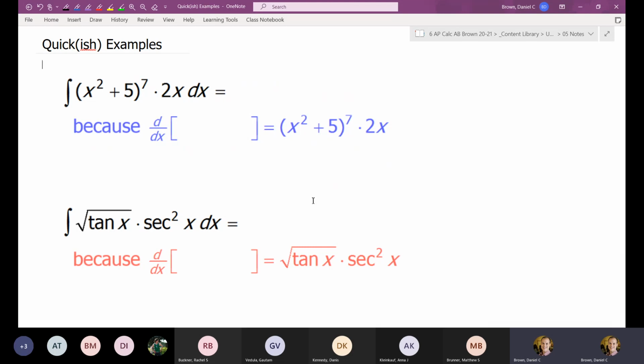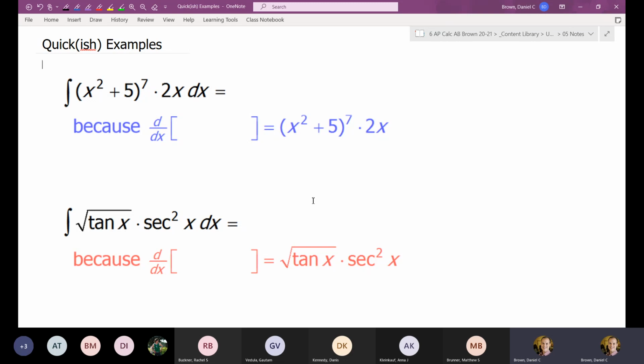So I have 3 questions. You're looking at 2 of them right now on the screen. But these are integrals. And again, the way that you want to think about integrals is, if I'm looking at this example, this is the integral of x squared plus 5 to the 7th times 2x with respect to dx.